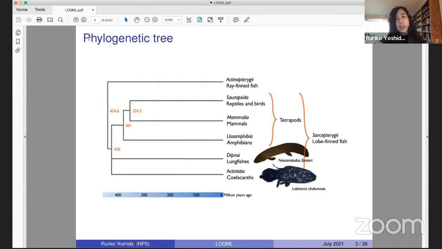Okay, so why is it controversial? These are phylogenetic trees, and we don't know. There is no internal branch. It looks like the picture shows the lungfish closer to the tetrapods, but actually we don't know which one. So that's the classic question. Okay, so this is one example.